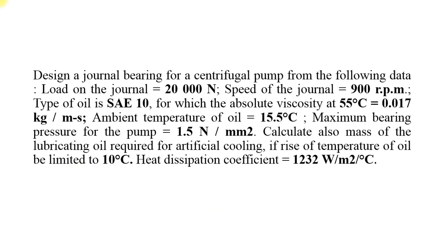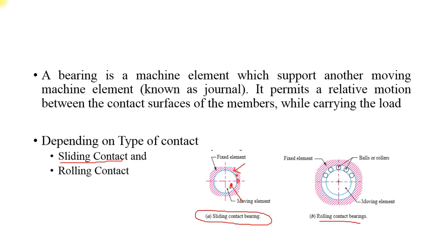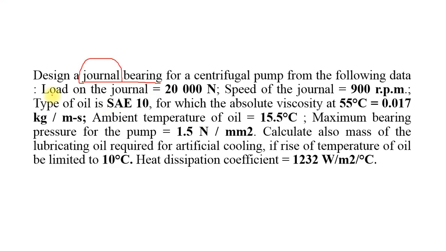Now let us go directly to the problem. Here they are asking me to design a journal bearing. The sliding contact bearing can also be called a journal bearing, because the moving element is called a journal. So that is what is clearly given over here. A bearing is a machine element which supports another moving machine element, which is nothing but a journal. So the sliding contact bearing can also be called a journal bearing. They have been using this bearing for a centrifugal pump.